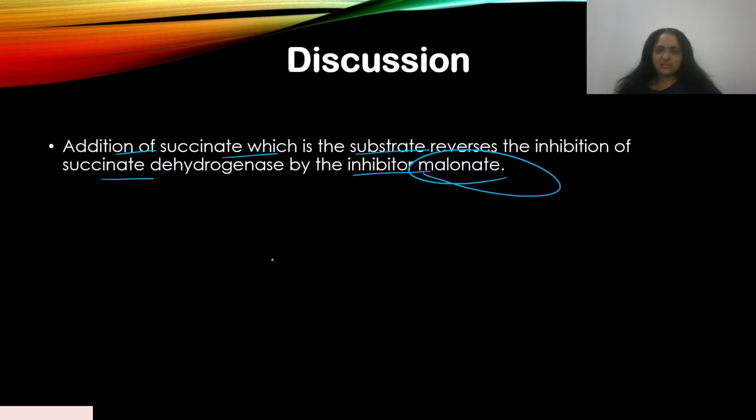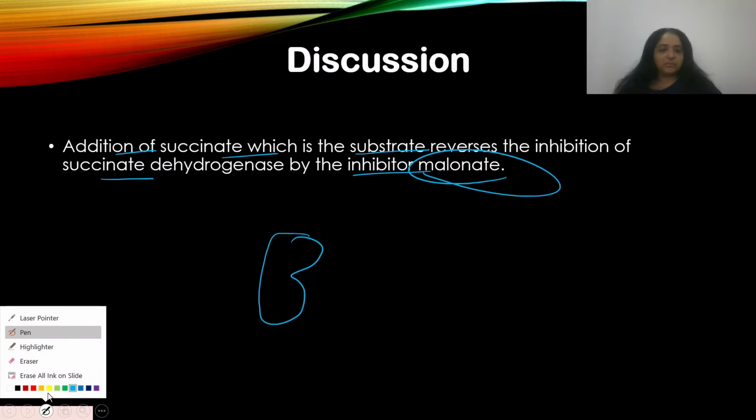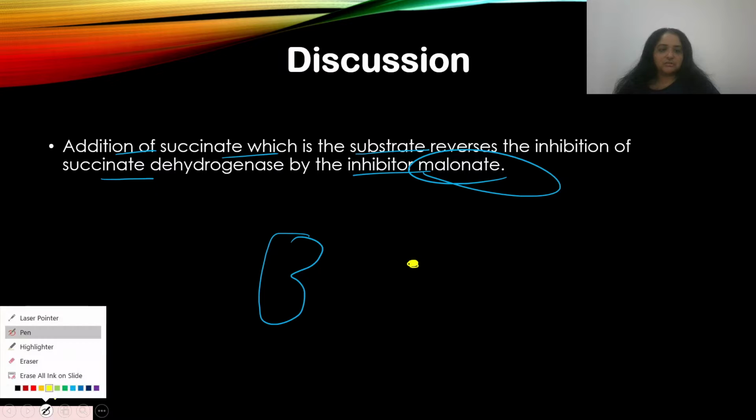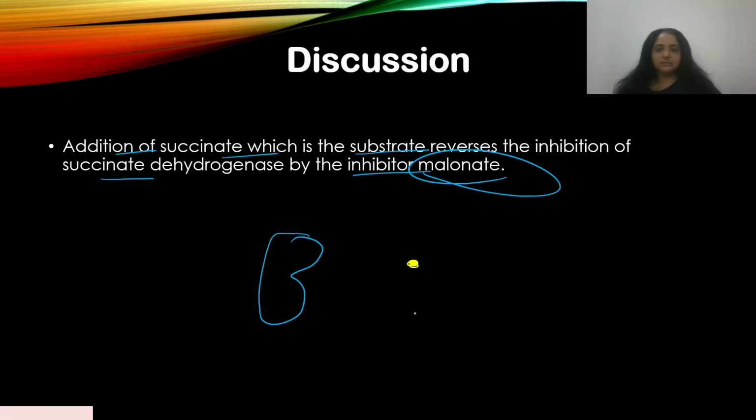So I've already discussed this. If you have the active site of an enzyme here, and obviously you have two competitors, you have succinic acid, sorry, which is the normal substrate, and you have malonate, which is the inhibitor. So both of them are competing for the same site.